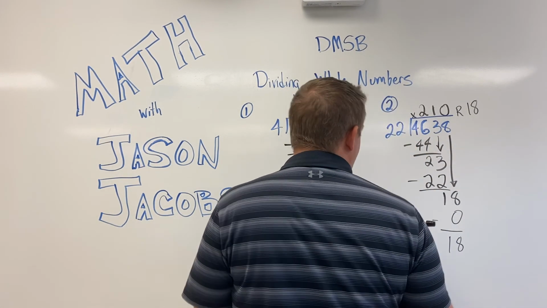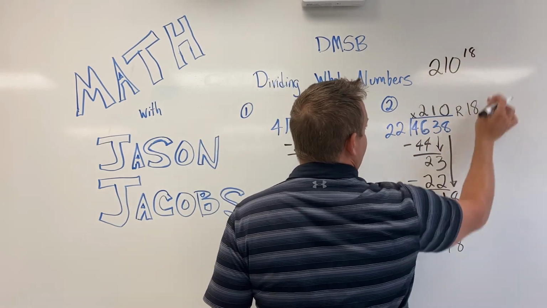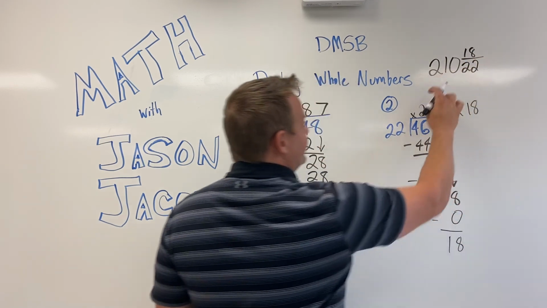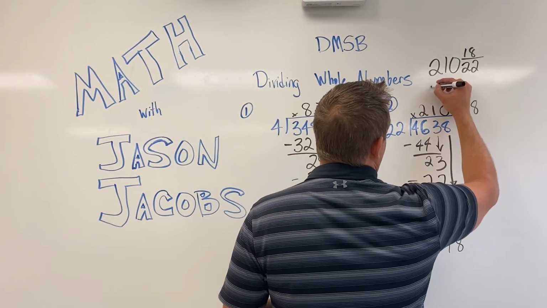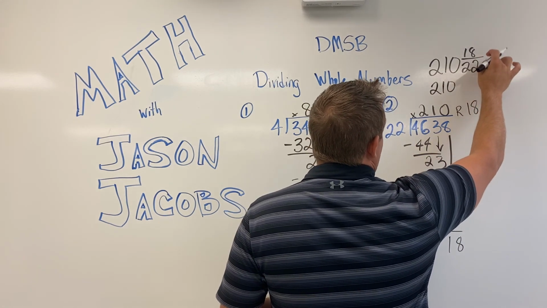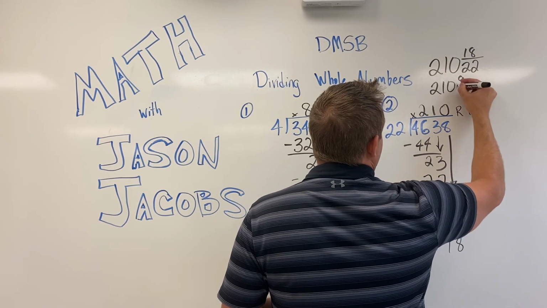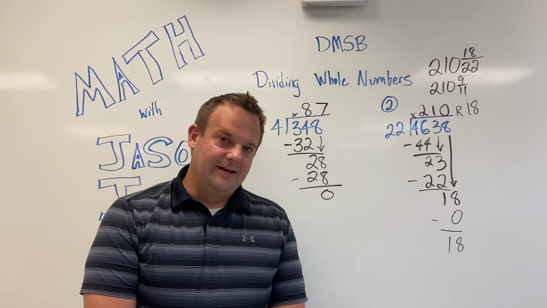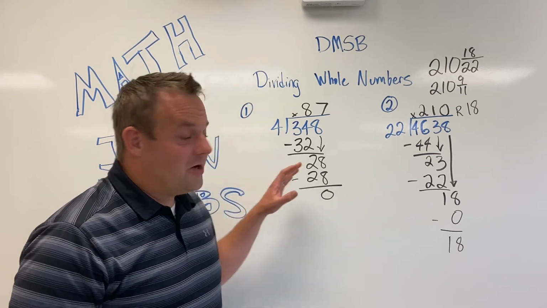Or we could do 210 and 18, the remainder, over the divisor, over 22. This is called a mixed number, and we can reduce that mixed number. A common factor would be 2. So 18 divided by 2 is 9, 22 divided by 2 is 11. So 210 and 9/11ths.